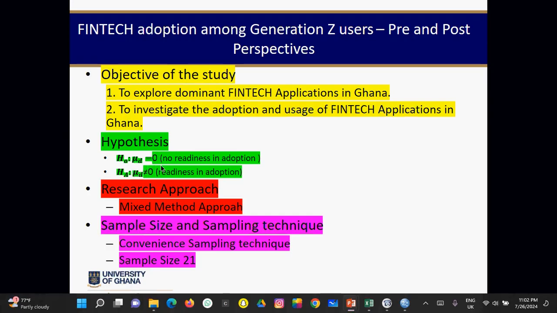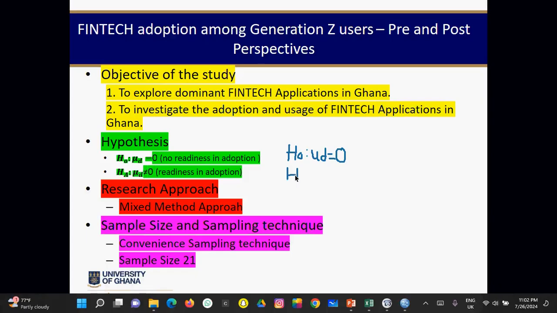So the null hypothesis becomes mu d is equal to 0, right? Which means there is no readiness in adoption. So when we solve and we accept the null hypothesis, then it means that there is no readiness towards adoption.